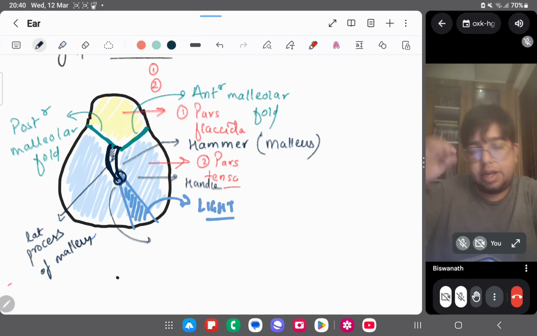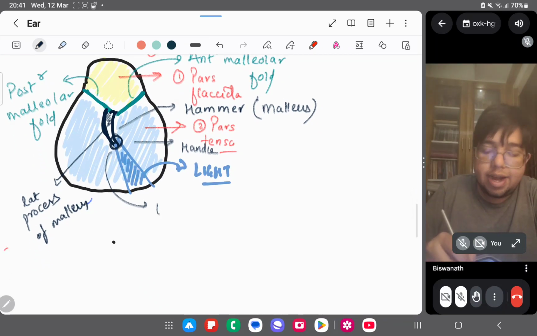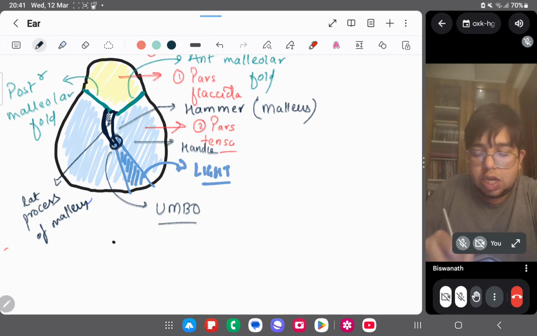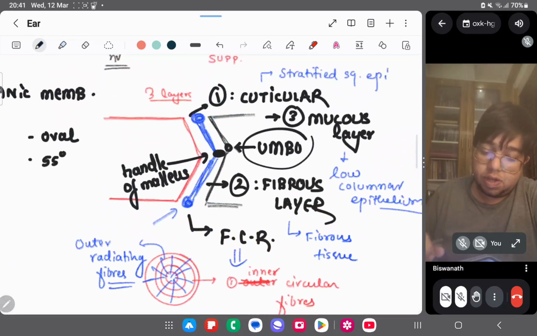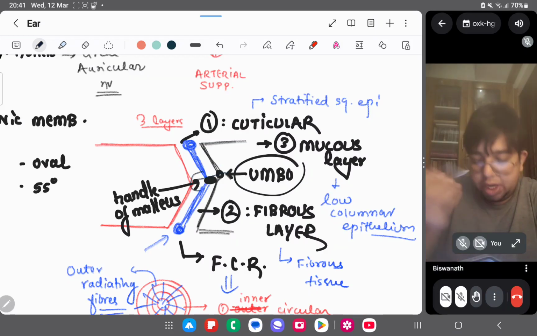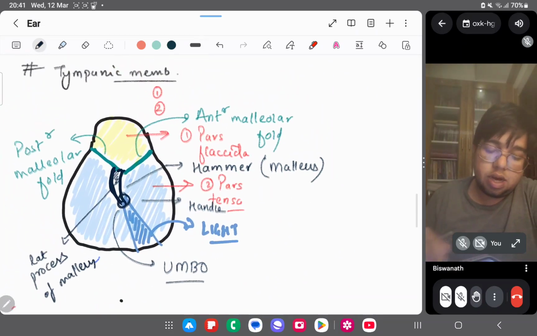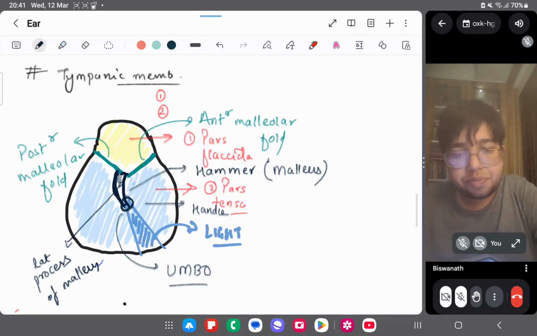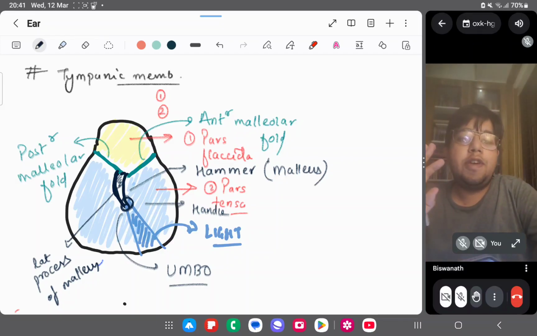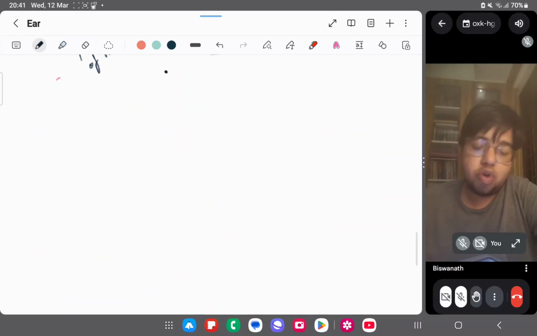And here an indentation is found, right, due to this pulling of the malleus. So this indentation is called the umbo. I told you, here also umbo. We drew it here also. Because of this pulling, a depression in this direction is found, which is the umbo. And this is the cone of light. If this is there, then you are good to go.